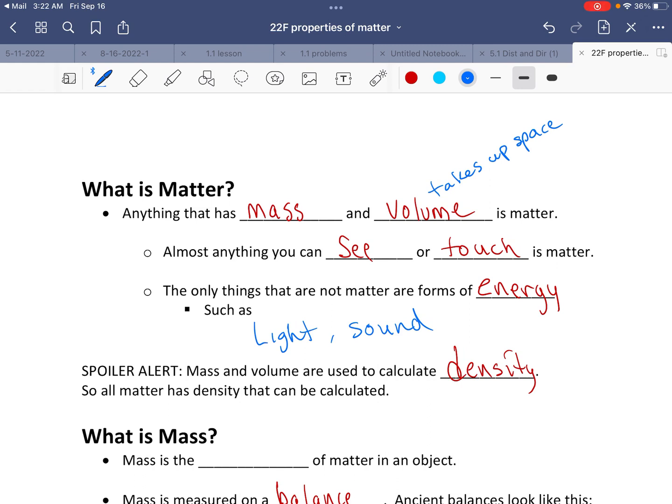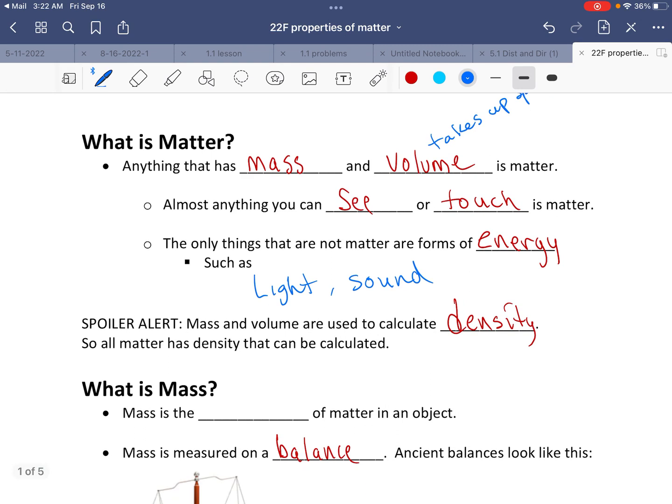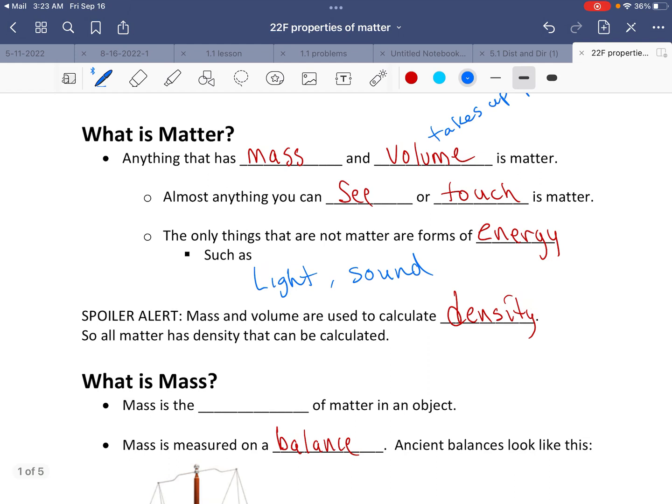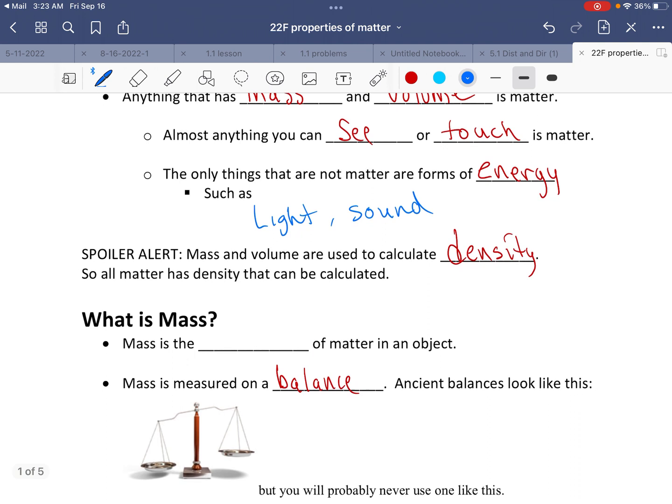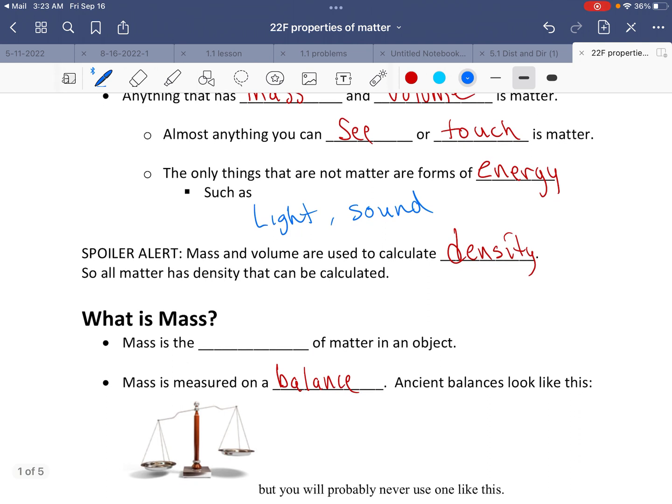And just as a spoiler alert here, mass and volume are used to calculate density. And so anything that's matter has density that can be calculated. Even air, which is a form of matter, we could calculate its density. And we'll see that a little bit later, perhaps.